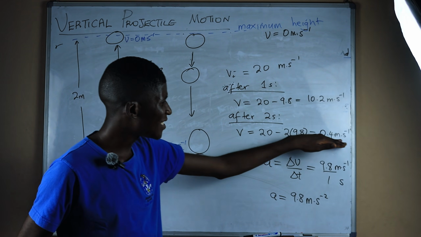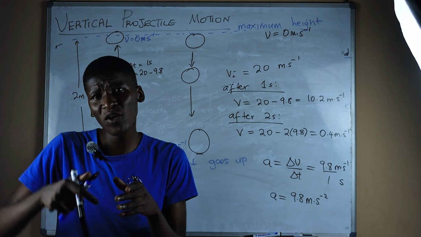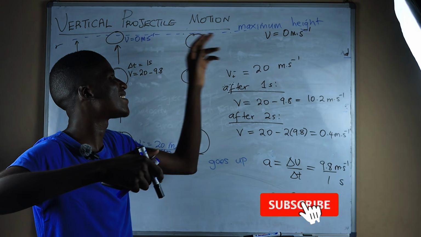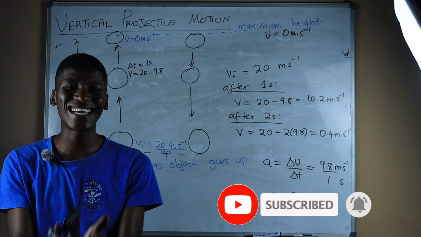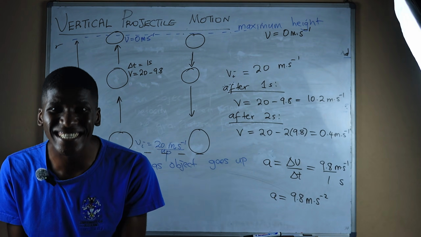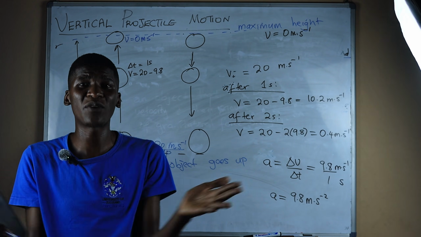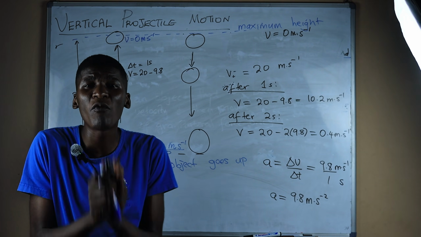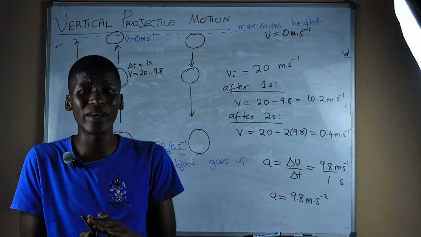This 0.4 meters per second is still going up, but with a slower speed. So it slows down as it is going up, and it will slow down until 0 meters per second. When it reaches 0 meters per second, I say that it is at its maximum height. It cannot continue going up. Guys, how can it continue going up without any velocity anymore? It's saying 0 meters per second, so it's no longer moving. It's no longer going up. It stops there for a moment and it comes back to your hand again.